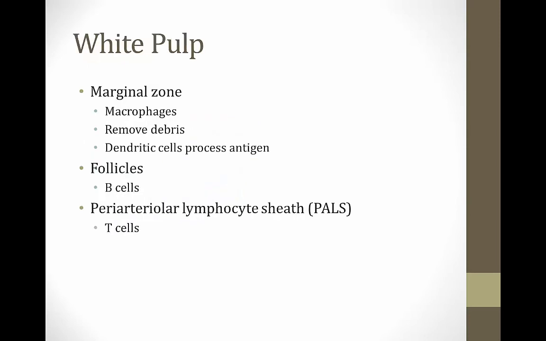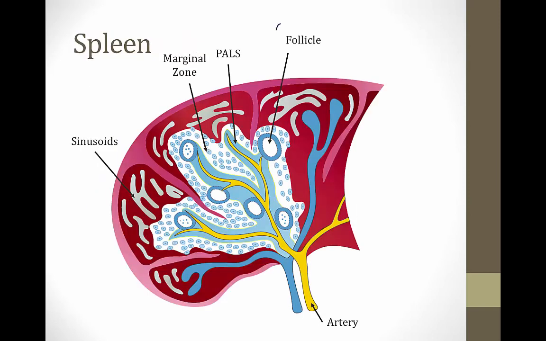As I mentioned to you before, there are three important portions of the white pulp to know about. The first is the marginal zone. This contains macrophages which remove debris. There are also some dendritic cells here that can process antigen. The follicles in the spleen are very similar to the follicles in lymph nodes. They contain B cells. And then the T cells in the spleen are found in those periarterial lymphocyte sheaths. This is where T cells can respond to antigens present in the blood. So back to our drawing here, these circular structures are follicles. This is what contains the B cells. The periarterial lymphocyte sheaths are these sheaths that surround the arteries, and that's what houses the T cells. And then the marginal zone here contains lots of macrophages and some other cells like dendritic cells.